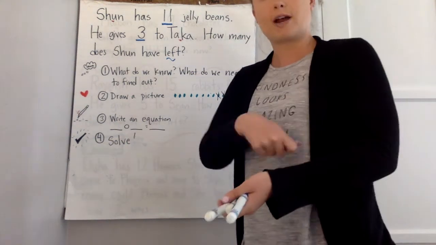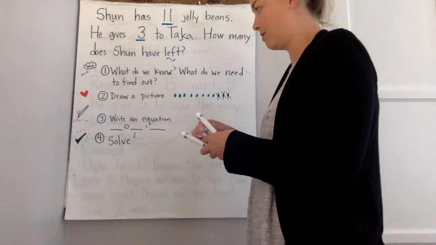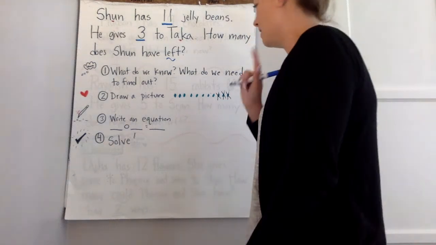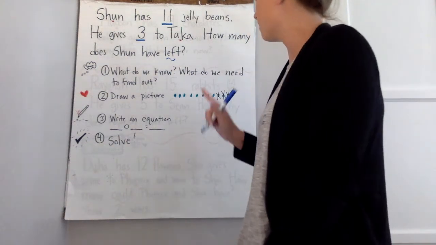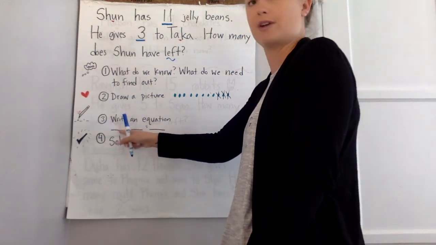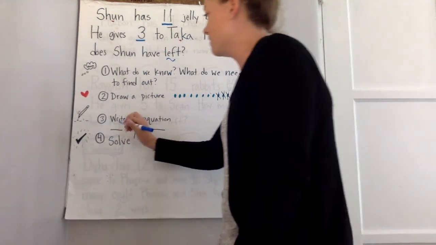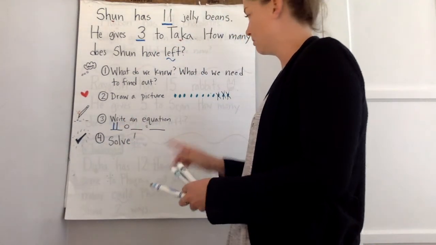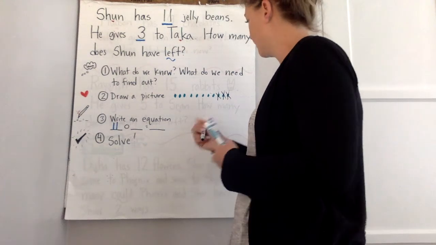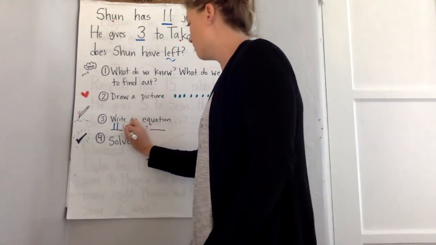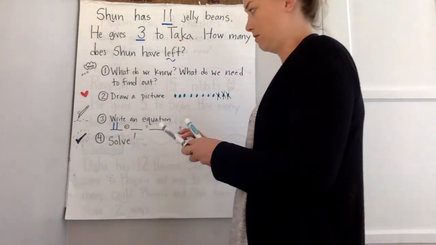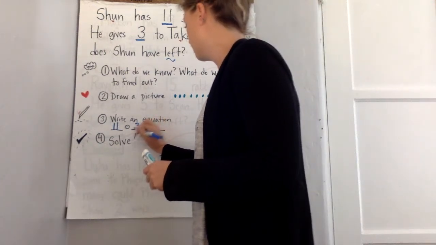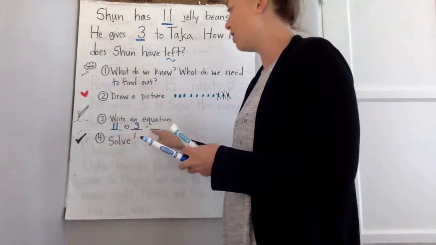Next, friends, we're going to write an equation. Go back to my blue here. What do we think we start with here? What number, how many did Shun start with? He started with 11, right? And then what happened? According to our picture, we took away how many? We took away 3, right? Okay, so there's our equation. Now we're going to solve for our equation.